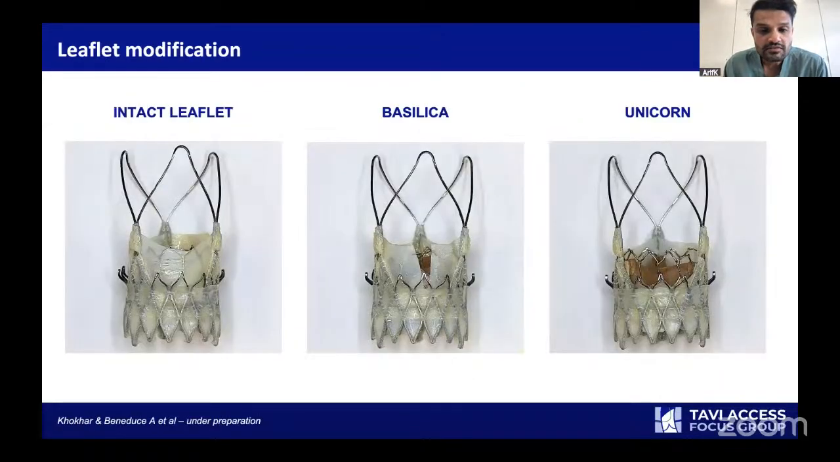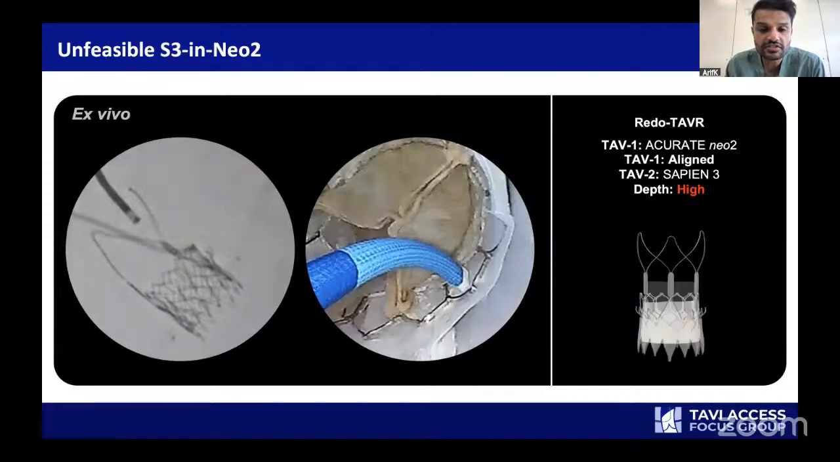So what we did is, and this is some of the work that we're now doing, you can see on the left, that's what the intact leaflet would look like. In the middle is a BASILICA splay, and on the right is UNICORN. Now, of course, there's been a lot of interest recently in UNICORN, and people are starting to do these procedures. And that's an area of research where we're trying to explore where and when UNICORN can add and give you a benefit.